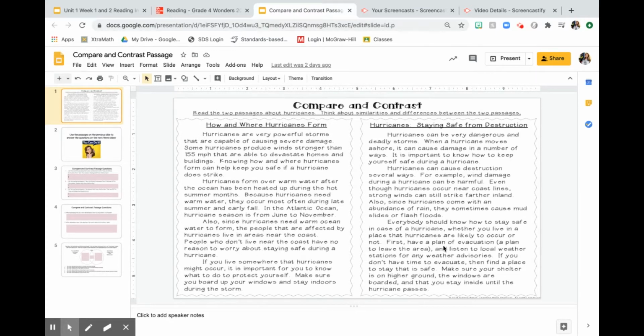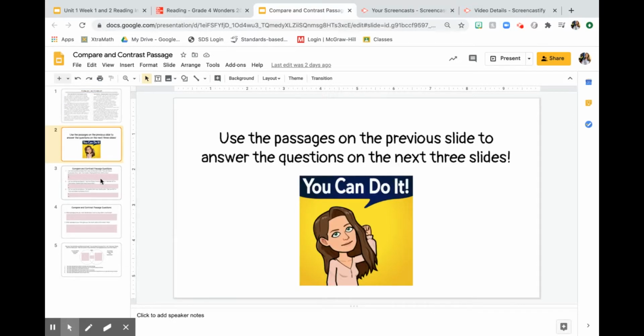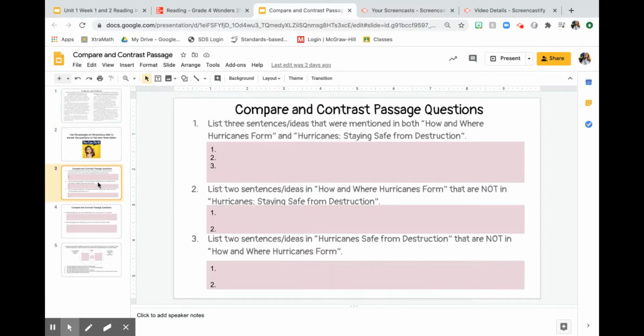You're going to read these two passages. They're about hurricanes. So you'll read this passage and then you'll read this passage. They're two different, technically, articles, so they're written by two different people. So first you're going to read the two passages, and then you're going to use those passages to help you answer questions. The questions are going to go through and kind of compare and contrast the two passages.